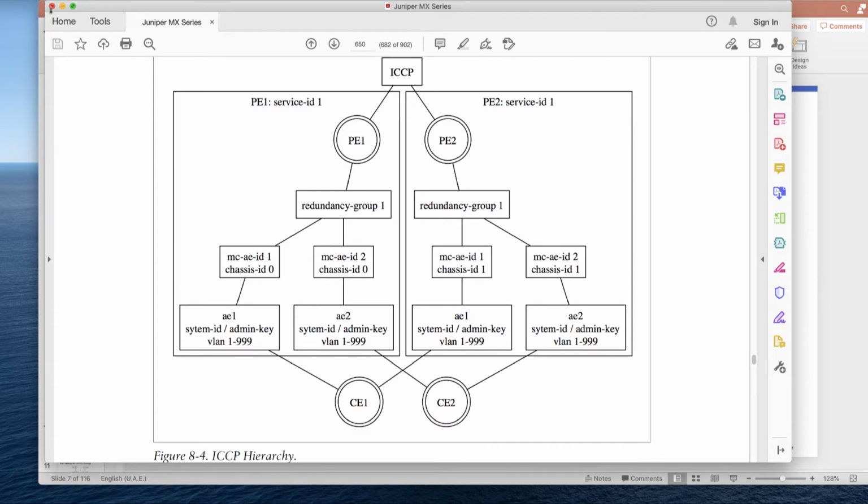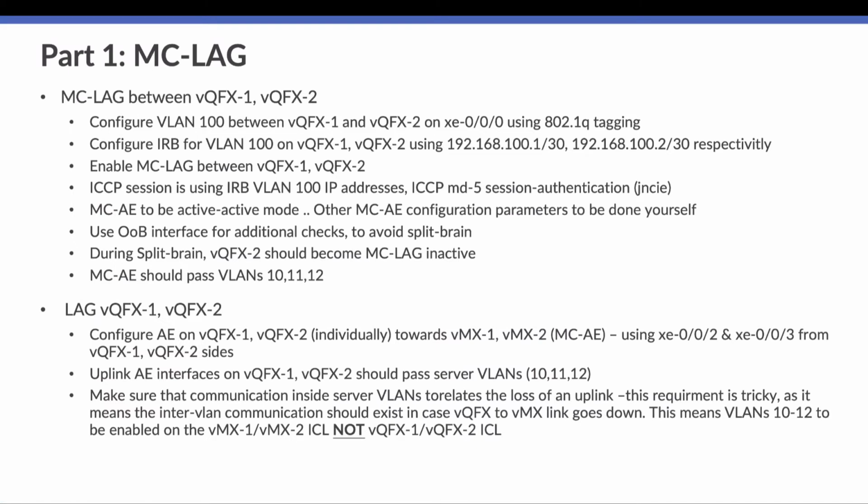Going back to our task, we'll take the requirements one after one. In the first requirement, which is about MC lag between QFX1 and QFX2, we need to configure VLAN 100 between QFX1 and QFX2 on the XE00 interface, which is the back-to-back interface between the two QFXs. Let me highlight while I'm talking here. This interface is the back-to-back interface between QFX1 and QFX2.